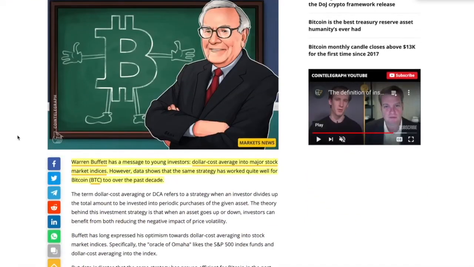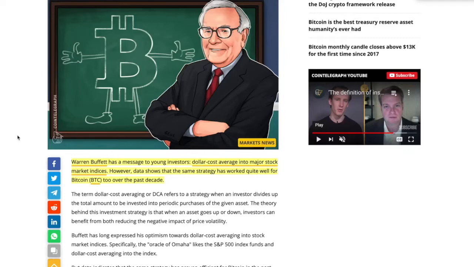So Warren Buffett, if you don't know, is probably one of the most prolific investors of all time, and amassed a fortune of a small country as far as what his value is worth. But Warren Buffett has a message to young investors: dollar cost average into major stock market indices. So he's just talking about stock. He's not talking about Bitcoin, just saying, hey, if you want to get in the stock market, don't dump all your money all at once. Don't do trading. Just be an investor.